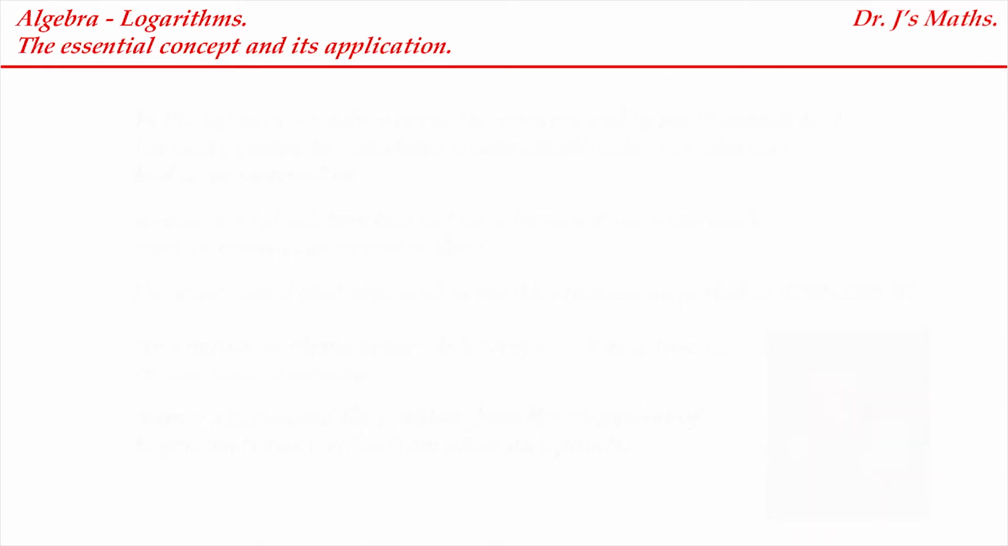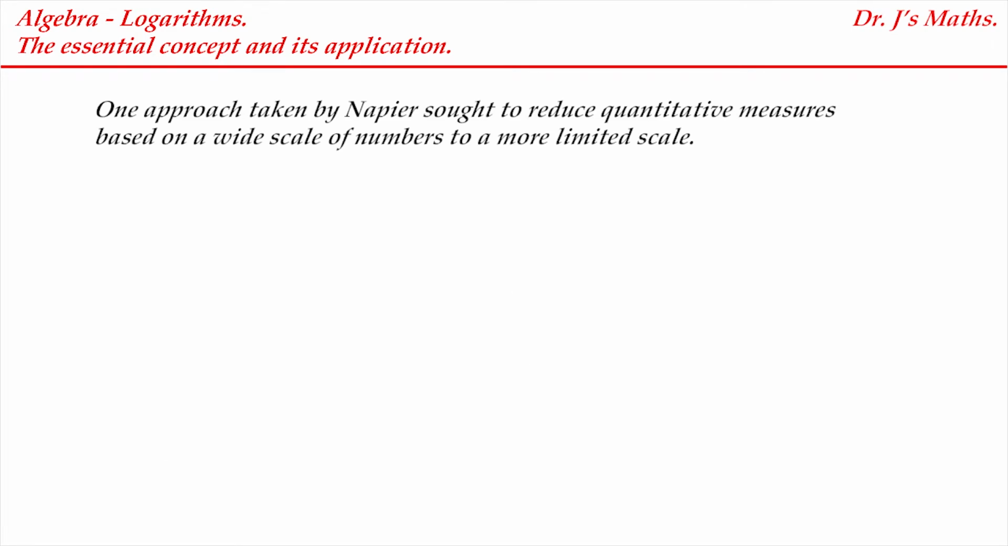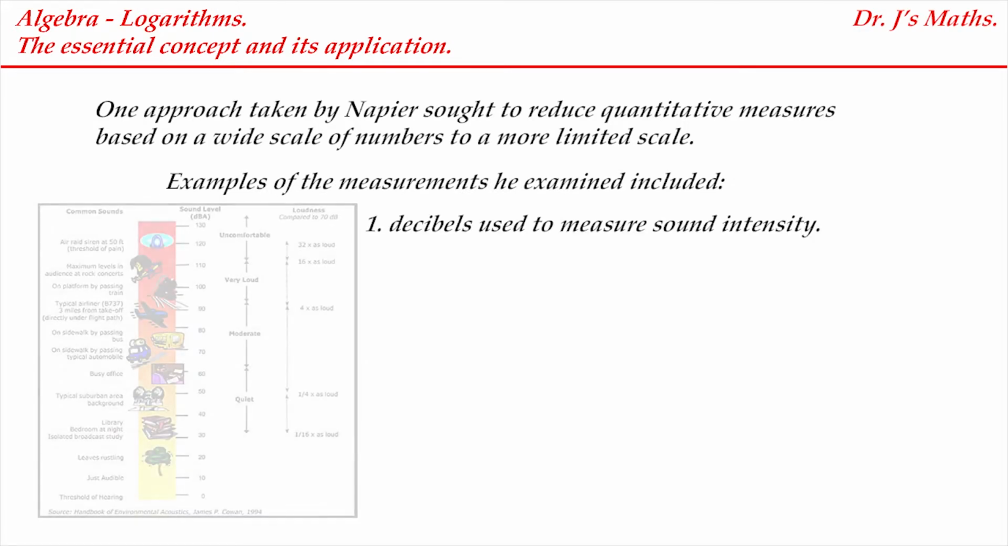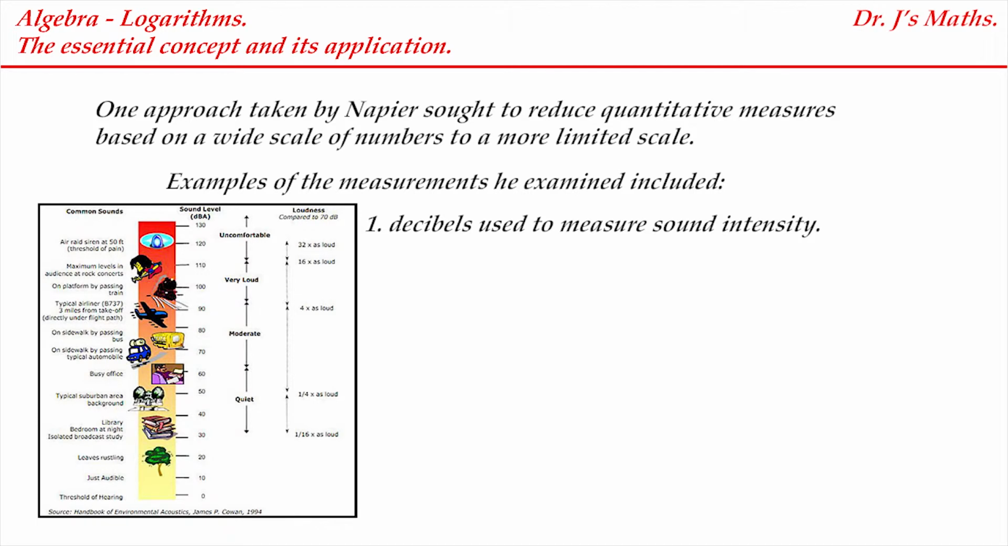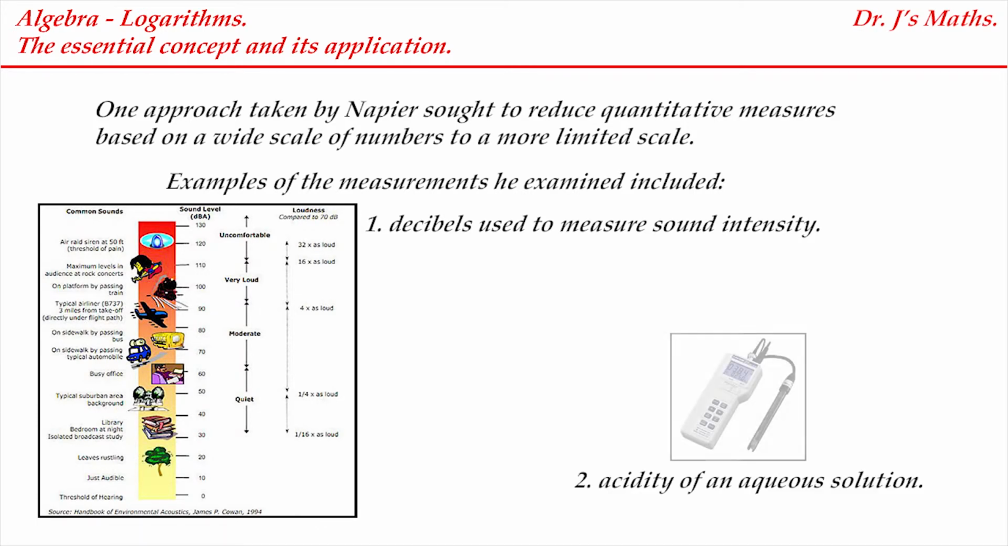One approach taken by Napier sought to reduce quantitative measures based on a wide scale of numbers to a more limited scale. Examples of the measurements Napier examined included, firstly, decibels used to measure sound intensity, and secondly, the acidity of an aqueous solution. Many years later, other researchers used a similar goal of making calculations simpler and the interpretation of data more straightforward when they examined the tremendous forces exerted by tectonic plates in producing earthquakes.